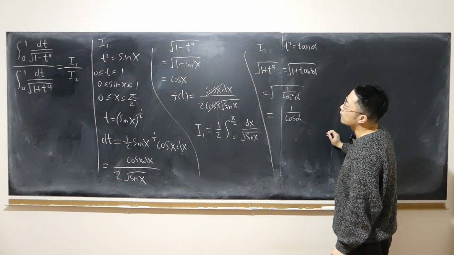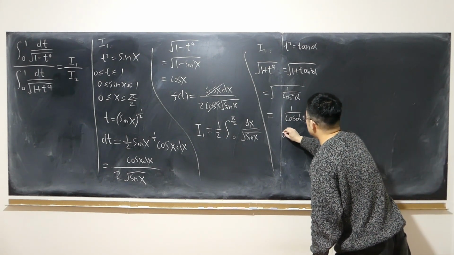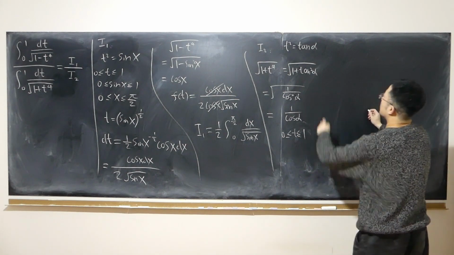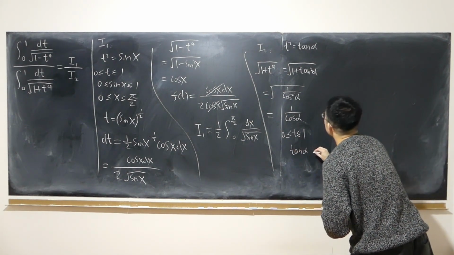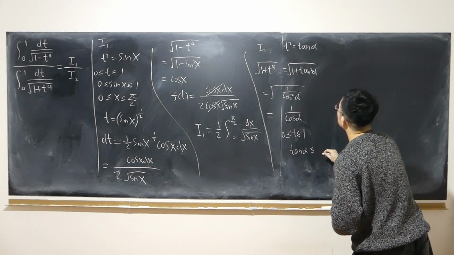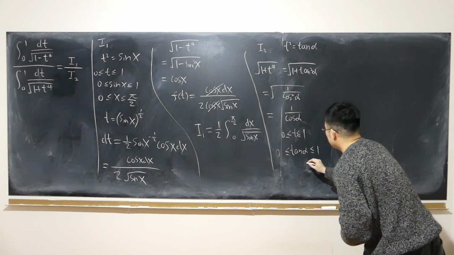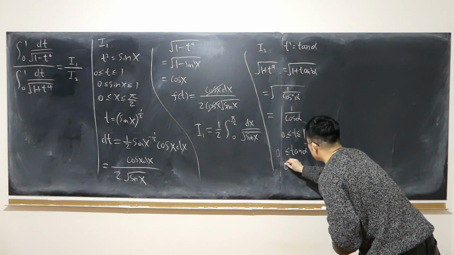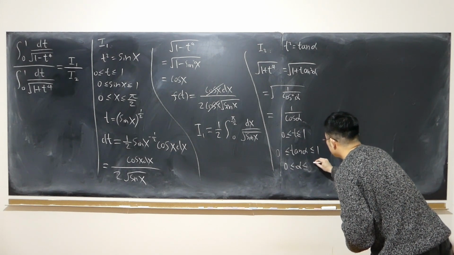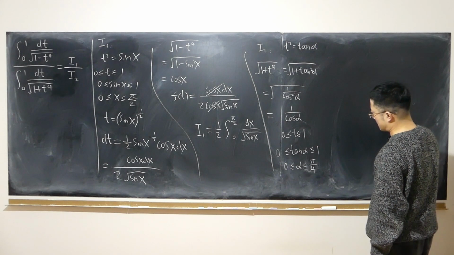Positive because the old boundary, like I said, is between 0 and 1. So that tells me tangent alpha is also between 0 and 1. That tells me alpha must be between 0 and pi over 4. All right, all good.